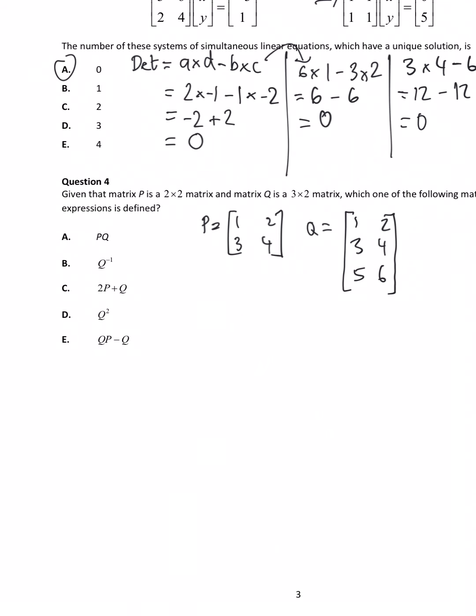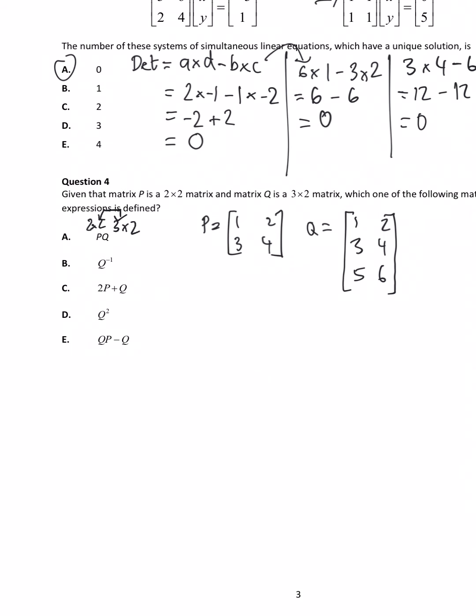So that's a really quick way. If you do them, the ones that won't work, the ones that aren't defined, will come up with an error. If you don't want to do it that way, the other way is just doing them by hand. So if I look at A, P's a 2 by 2, Q's a 3 by 2. These middle numbers don't match up, so A won't work.